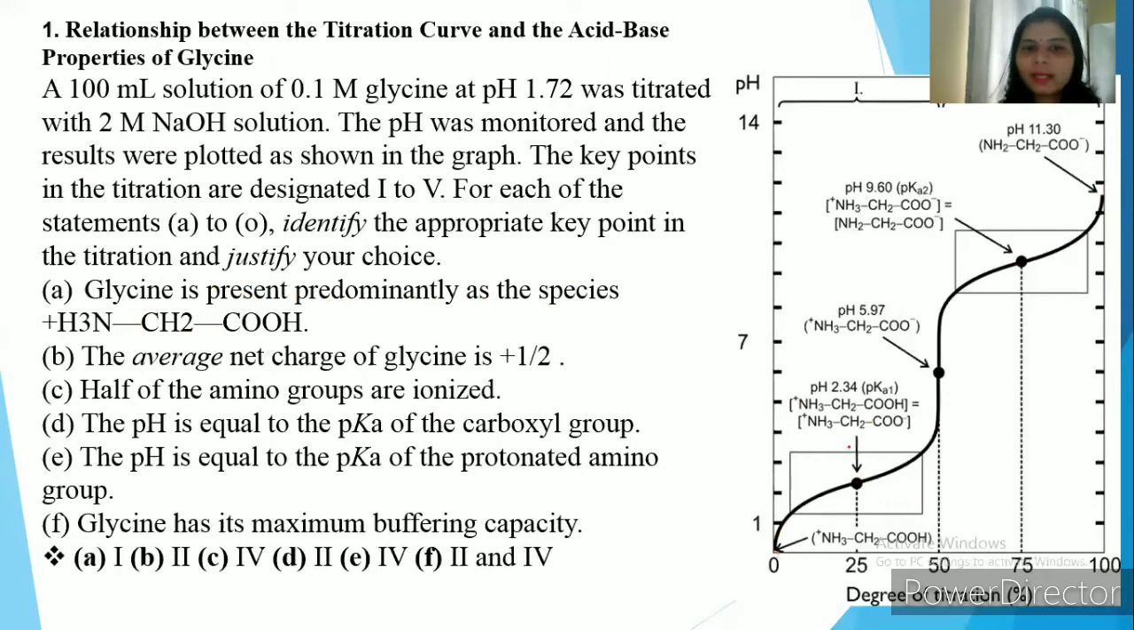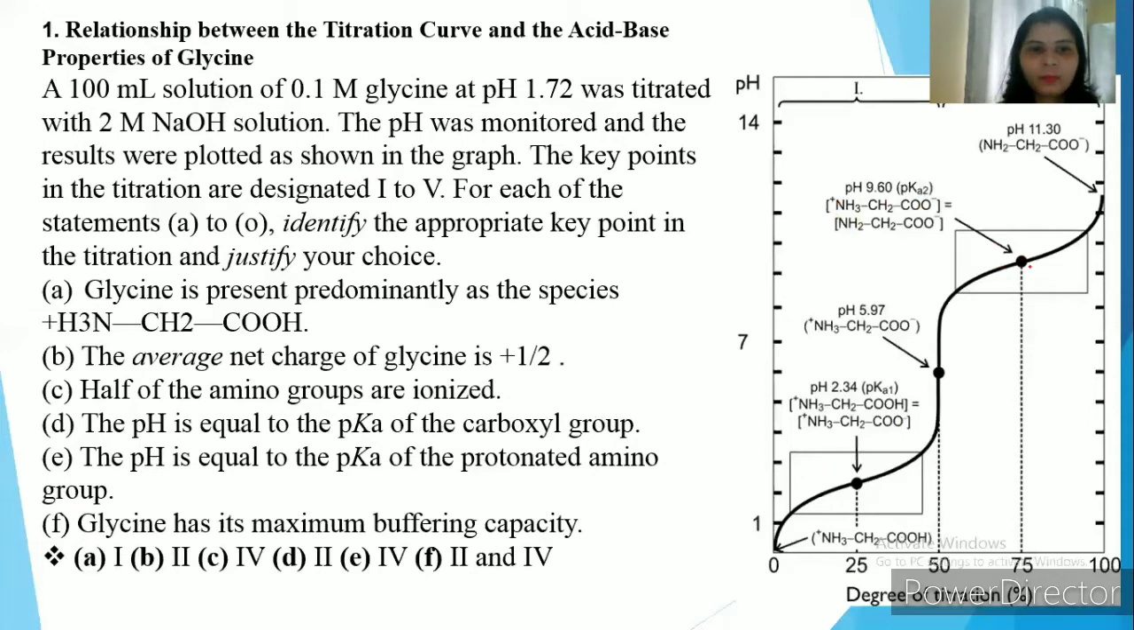The average net charge of the glycine is positive: point second. Why? Because at pH 2.34, there is an equal mixture of NH3+ CH2 COOH and NH3+ CH2 COO-. The average net positive charge is 0.5, or positive half. Half of the amino group is ionized. Which one? Where? The fourth point.